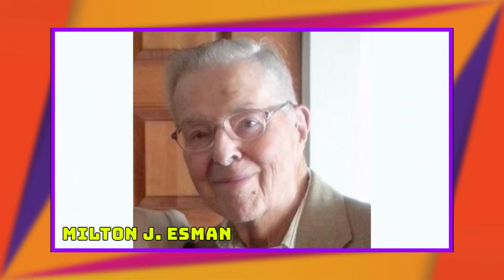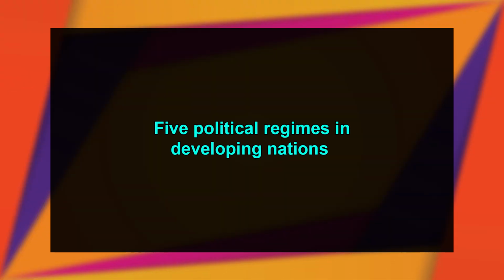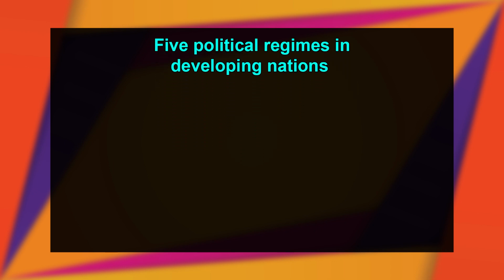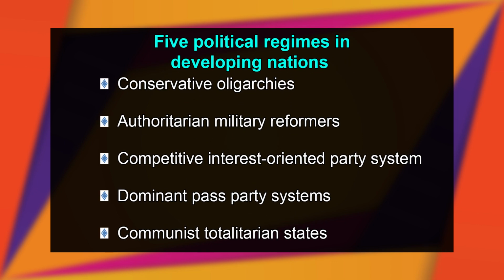Assuming that regimes sharing common structural and behavioral characteristics are likely to approach the task of nation building and socio-economic transformation in similar ways, Milton Esman designated, more than 3 decades ago, 5 political regimes in developing nations: conservative oligarchies, authoritarian military reformers, competitive interest-oriented party system, dominant party system, and communist totalitarian states.